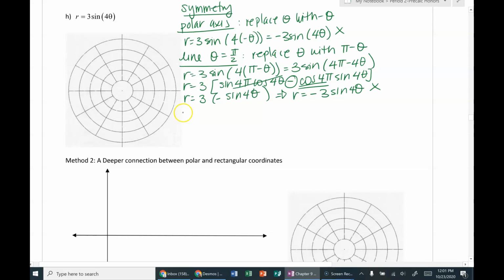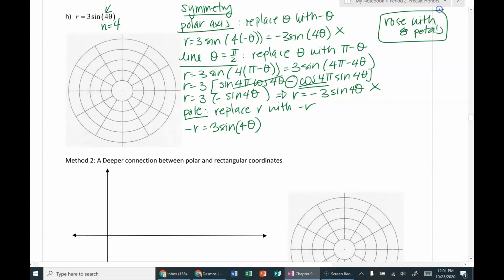Last one is your pole. So the pole is replace r with negative r. Okay, so immediately, as you can see, none of this is working. So we know that this is a rose with 8 petals because n is even. n is 4. So rose with 8 petals. Our test says it's not symmetric to anything.